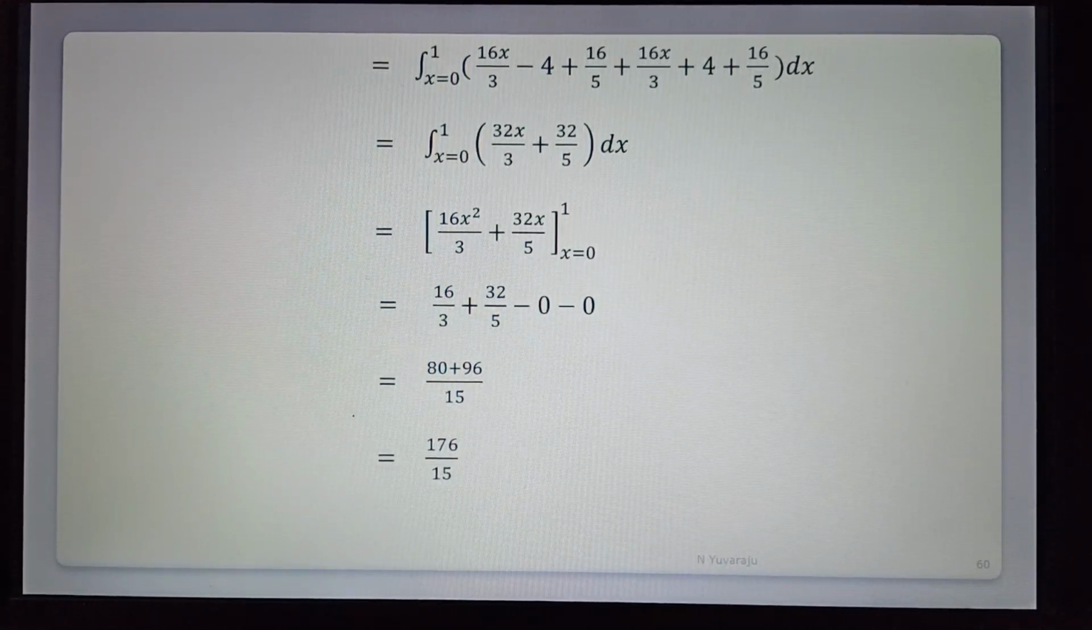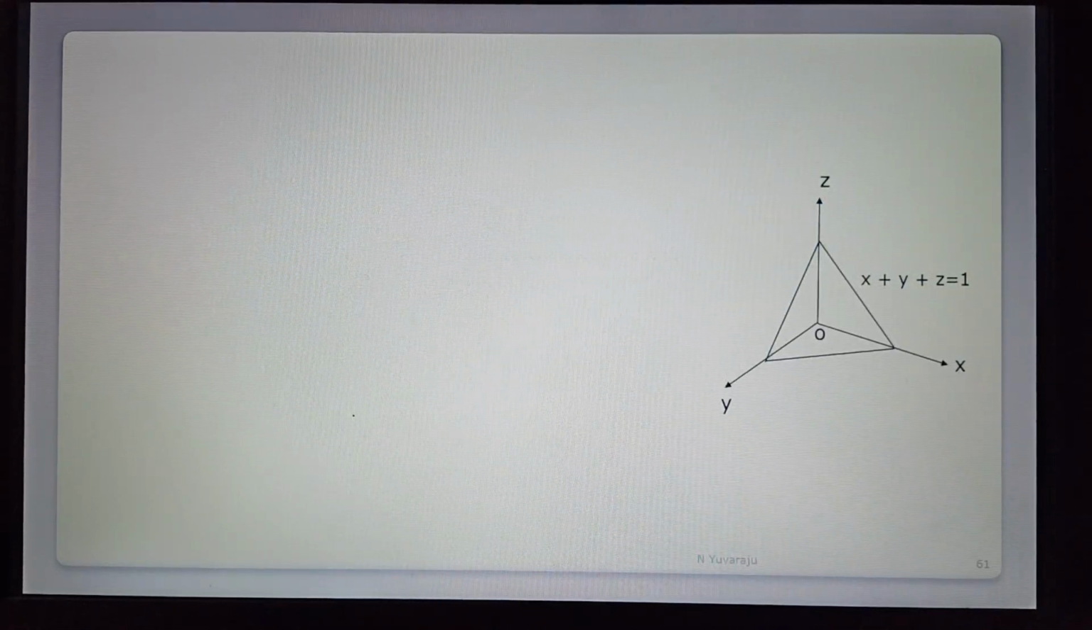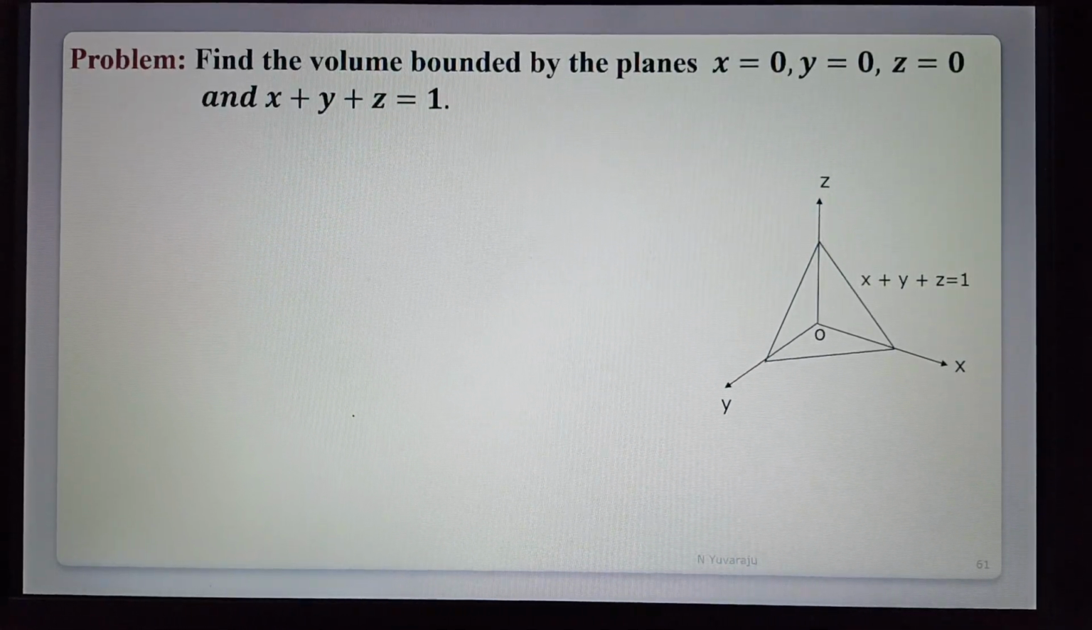See the next example. Find the volume bounded by the planes x equal to 0, y equal to 0, z equal to 0 and x plus y plus z equal to 1. So volume means triple integration over the region of a function that is only 1, that is, the integration of dx dy dz over the given region.